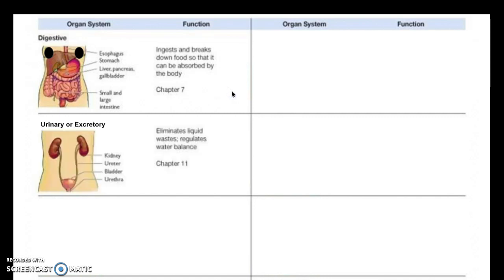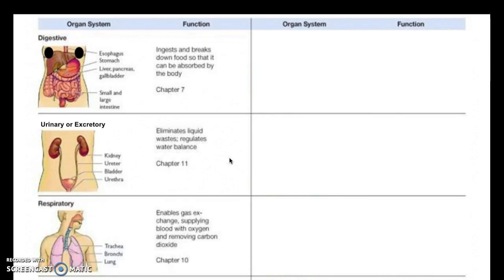The next one we're going to talk about is the urinary, or sometimes called the excretory system. And its major role is to eliminate liquid waste, keep the water balance leveled. So major organs: kidneys, ureters, that's the tube that drains from the kidney to the bladder, the urethra, the tube that drains the bladder. So major function is to get rid of liquid waste, maintain water balance. Should be easy to figure that out.